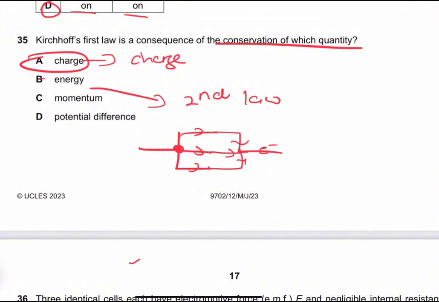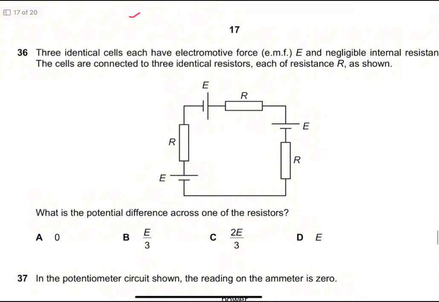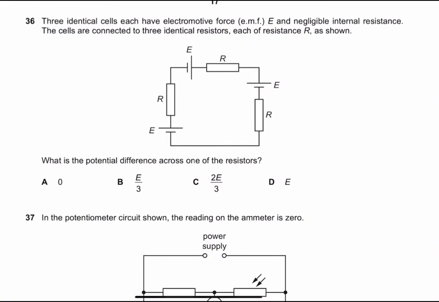So they all come back here. So the sum of currents entering a junction is equal to the sum of currents leaving a junction. That's basically Kirchhoff's first law. Moving on to question 36, we're almost done, four questions to go.